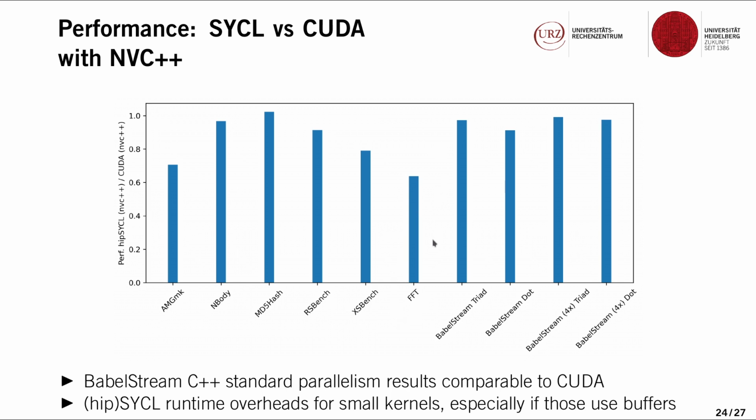And I've also looked at FFT, which does not perform so well. And this seems to be mostly the case because it submits fairly short-running kernels. And then you can notice a runtime overhead, especially because these kernels also use buffers, and buffers always need a bit more work for the runtime compared to pointers, as it happens on the CUDA side of things. Because with buffers you need to do the dependency analysis and construct a task graph and so on.